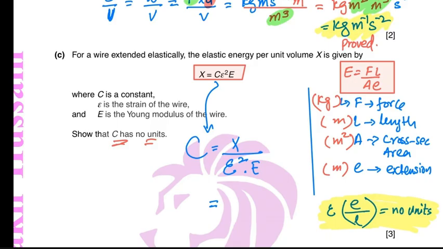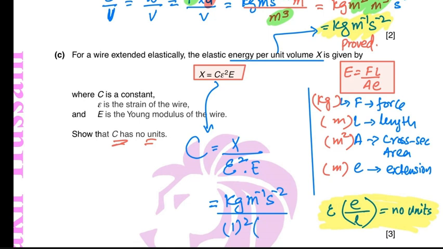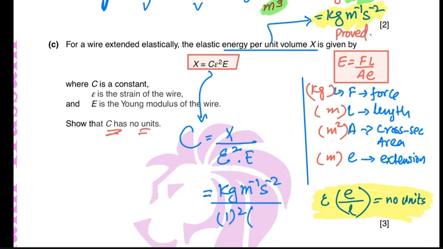Energy per unit volume, and we have already proved the unit for energy per unit volume. It's kg m minus 1 s minus 2, and then it's strain squared. You just ignore this because strain has no units. Then Young's modulus. Young's modulus is FL over AE.